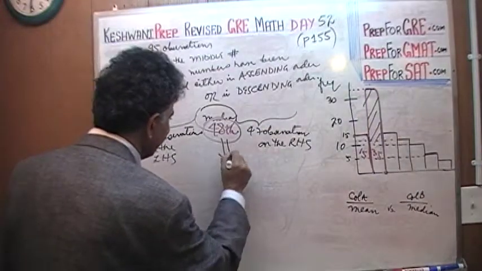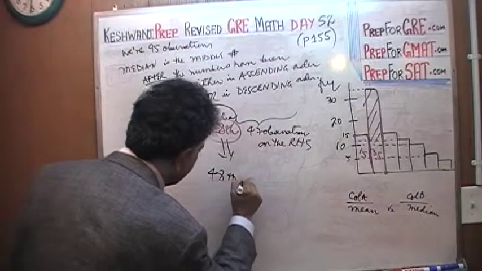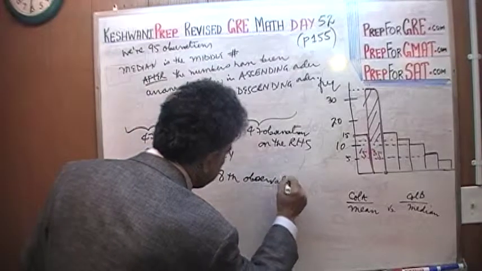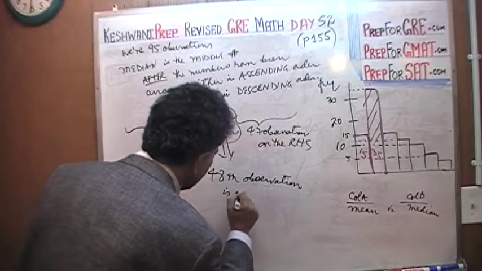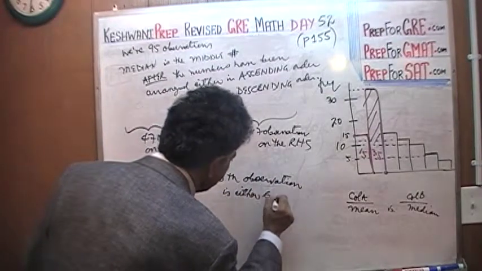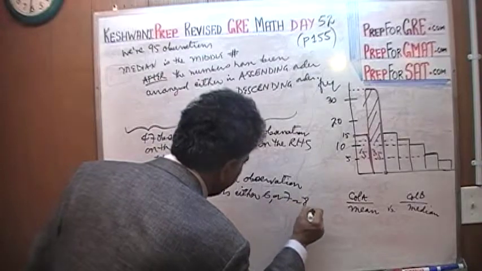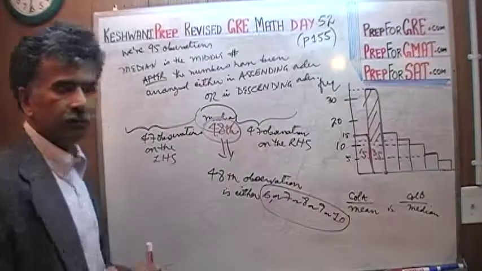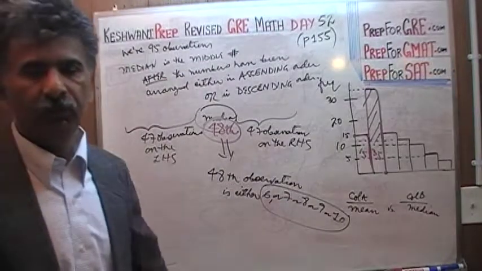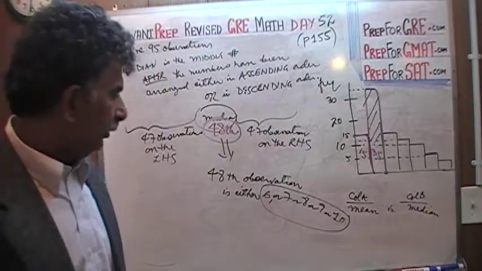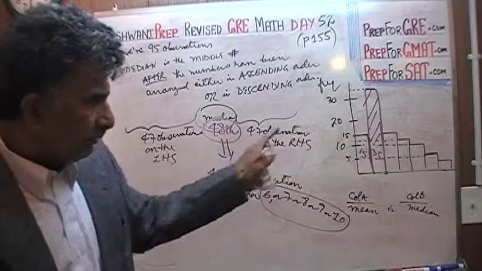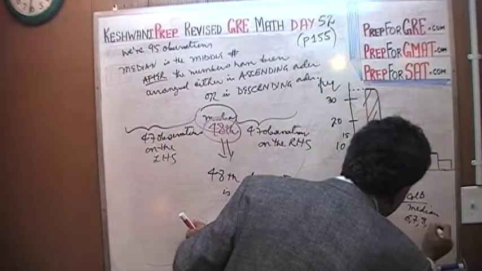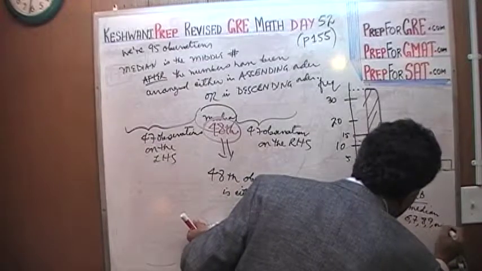So this implies that the 48th observation is either 6 or a 7 or an 8 or a 9 or a 10. We do not know. There is no way of figuring out what exactly it is. There is no other information. So we do know that the median of these observations is going to be either a 6 or a 7 or an 8 or a 9 or a 10.